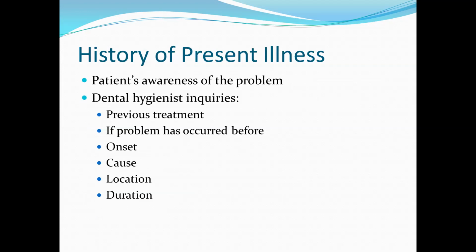So what is the history of their present illness? Okay, the patient's awareness of the problem is something that we are assessing. We are asking about previous treatment. Has the problem occurred before? How long has it been going on? What was the onset? What was the cause, if they know? The location, oftentimes, where is it? As well as their duration.